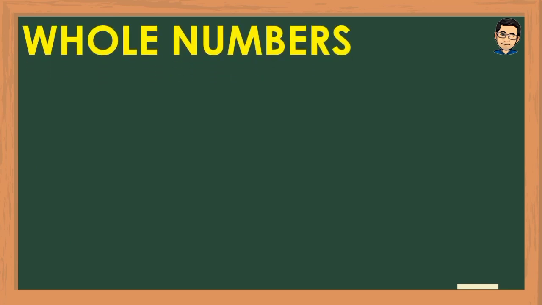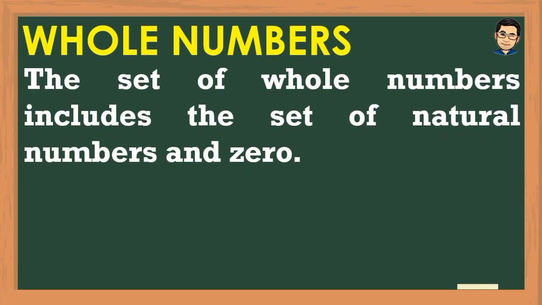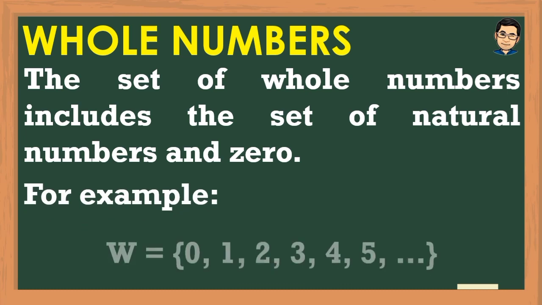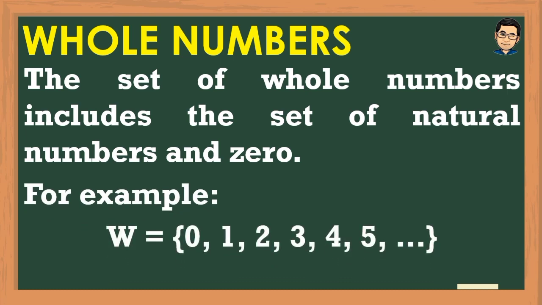So, what are whole numbers? So, the set of whole numbers includes the set of natural numbers and 0. For example, set W or set of whole numbers is equal to 0, 1, 2, 3, 4, 5, and so on. So, ang pinagkaiba lang po ng natural numbers sa whole numbers is dinadagdagan lang po ng 0. Okay. So, wherein 0 is classified as a whole number.